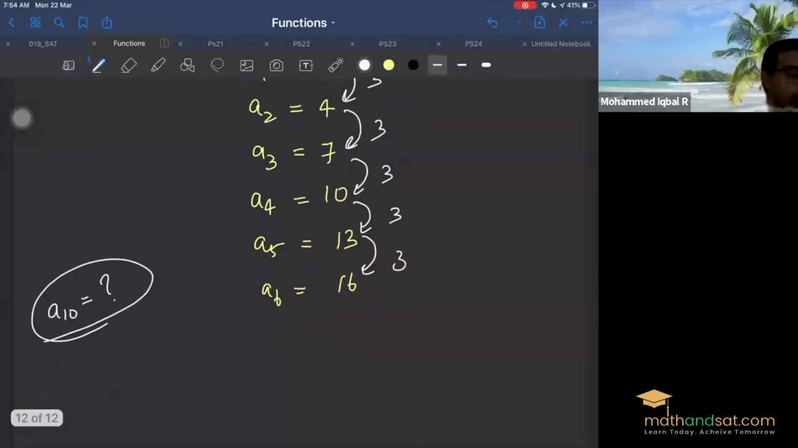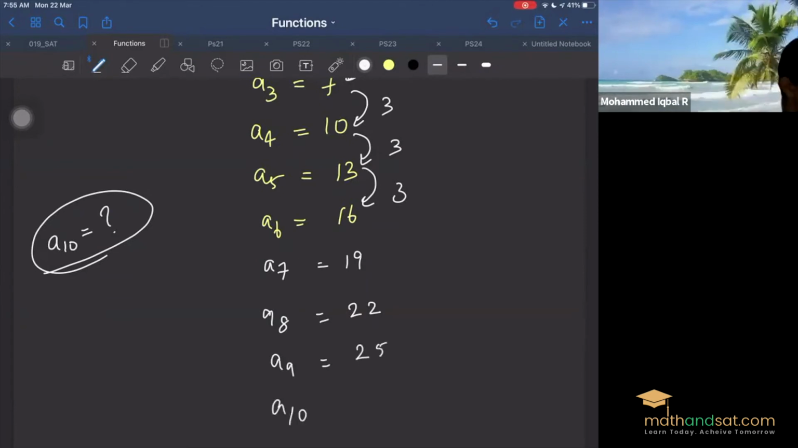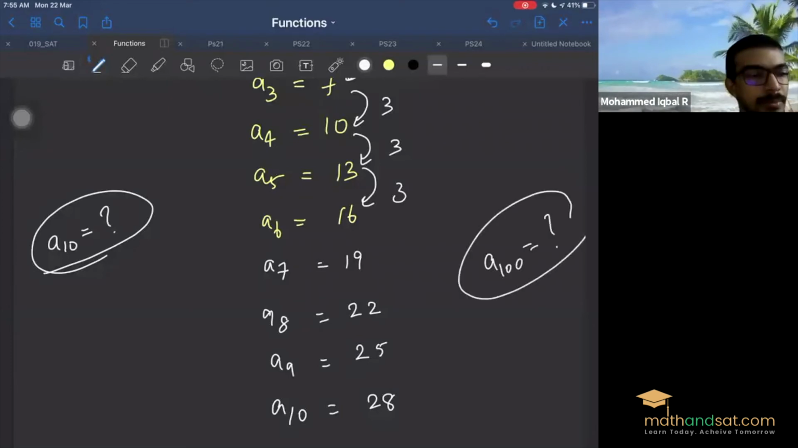Of course, a7 will come out as 19, a8 will come out as 22, a9 will be, you keep adding 3, right? So we have 25, a10 will come out as 28, right? Since I asked you about a10, it's easy for you to figure it out. But what if I had asked about a100, the 100th term? That will be a tough job.